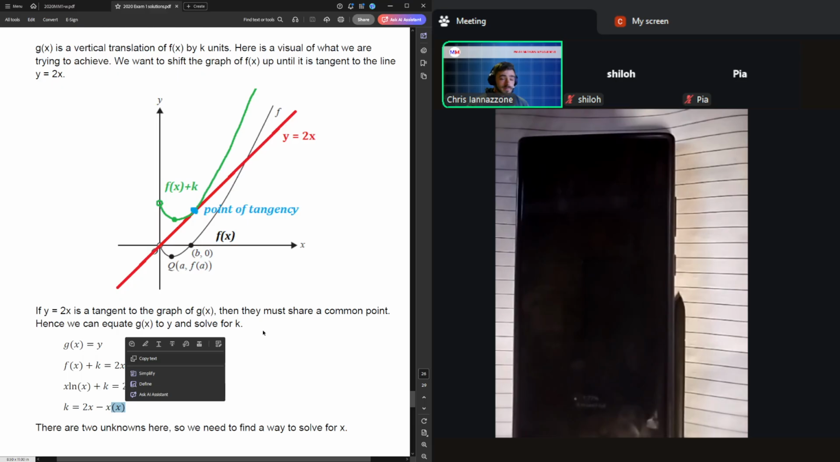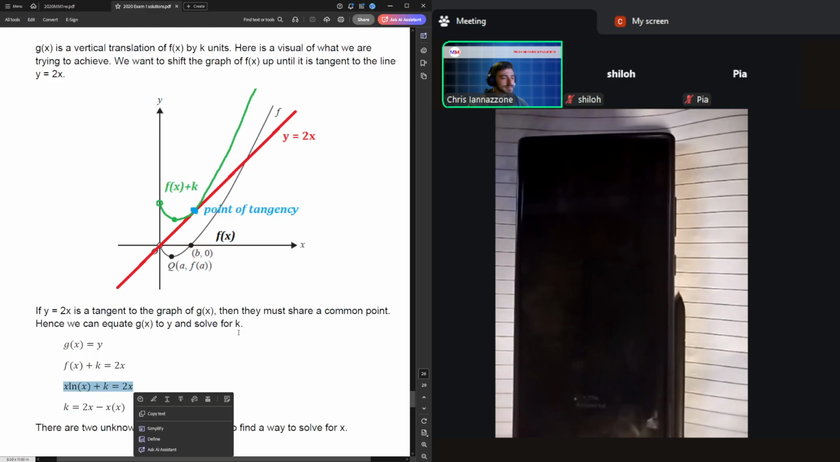Warning, there's a bit of a typo there. That should say x natural log x. So the brackets were maintained, but somehow the ln disappeared off of that. So maybe look to the line above for clearer info there. That gets you k in terms of x, right?